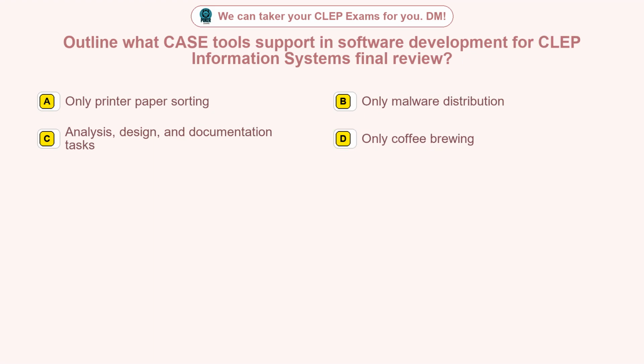Question 72. Outline what case tools support in software development for CLEP Information Systems final review. Option A, only printer paper sorting. Option B, only malware distribution. Option C, analysis, design, and documentation tasks. Option D, only coffee brewing. The correct answer is option C, analysis, design, and documentation tasks.